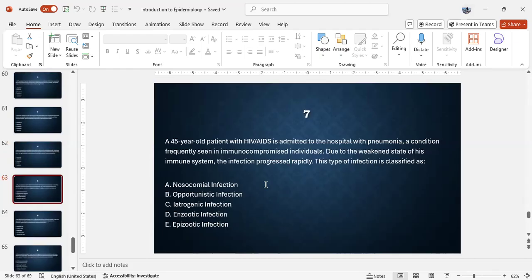A 45-year-old patient with HIV or AIDS is admitted to the hospital with pneumonia, a condition frequently seen in immunocompromised individuals. Due to the weakened state of his immune system, the infection progressed rapidly. This type of infection is classified as A. Nosocomial infection, B. Opportunistic infection, C. Iatrogenic infection, D. Enzootic infection, or E. Epizootic infection. Yes, the correct answer is beta.